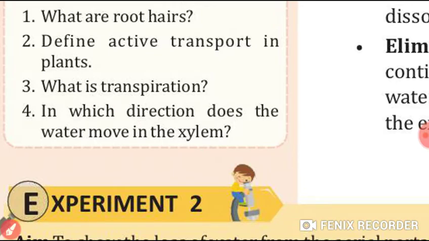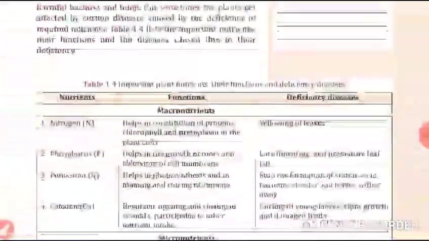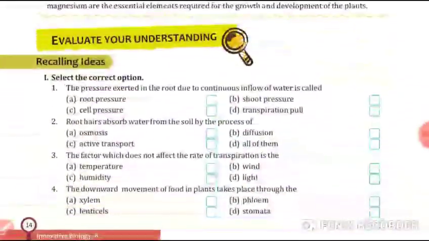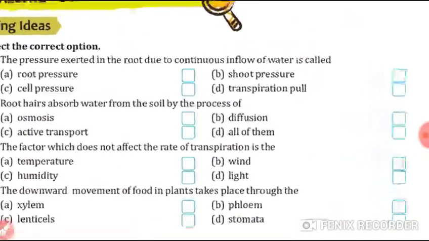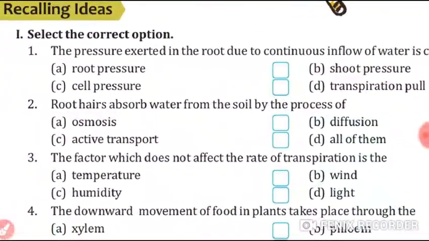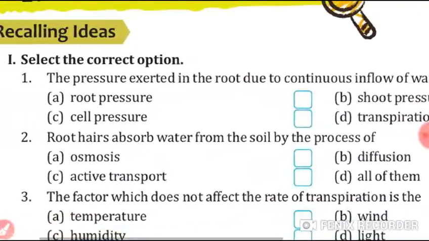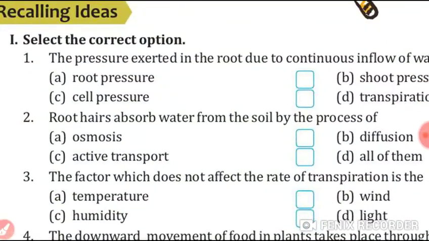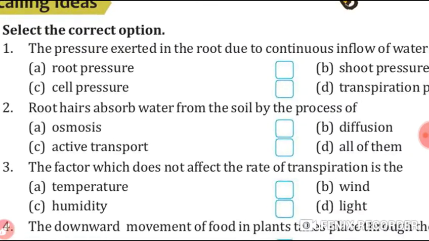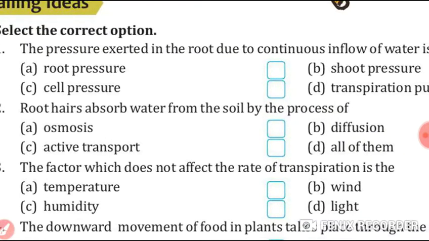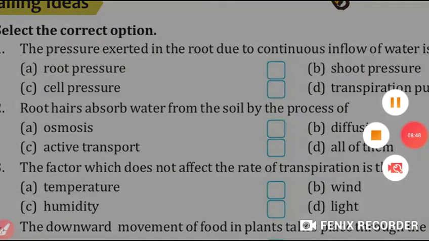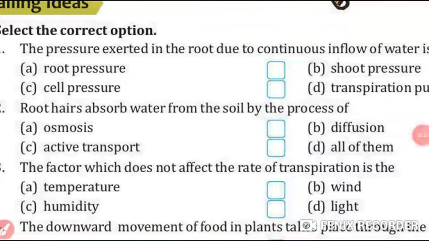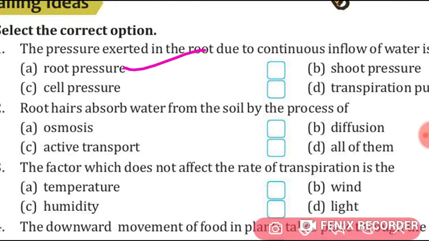Okay students, now we will come on our exercise. Question number 1. Select the correct option. The pressure exerted in the root due to continuous inflow of water is called dash. Students, its answer is root pressure.